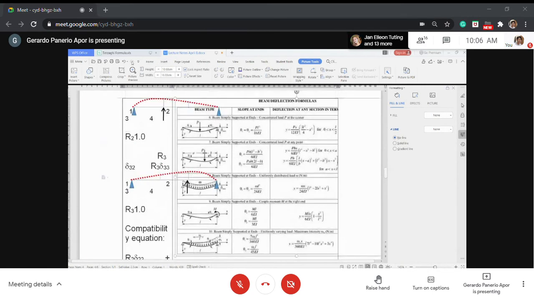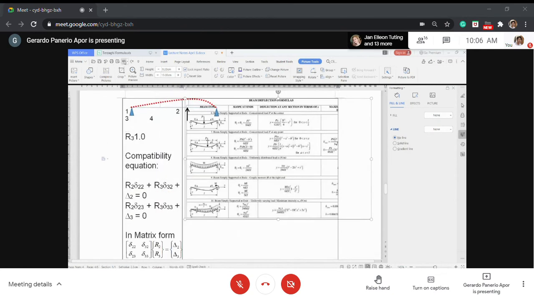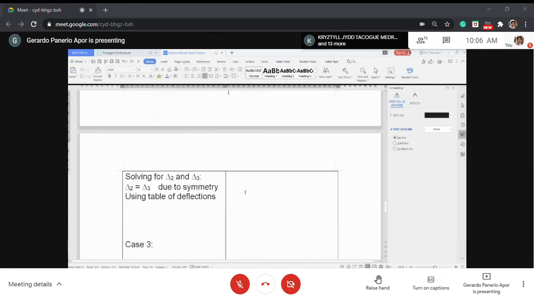Okay. So that's the equation. Y is equal to wx over 24EI times quantity L cubed minus 2Lx squared plus x cubed.